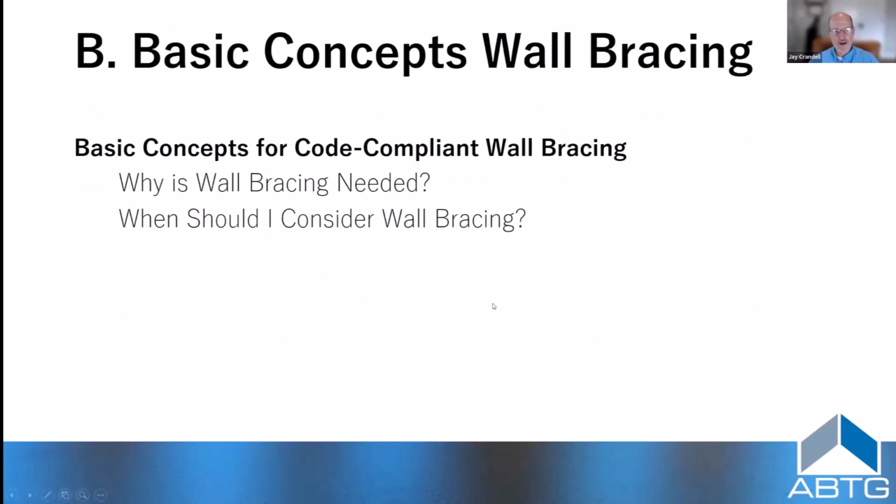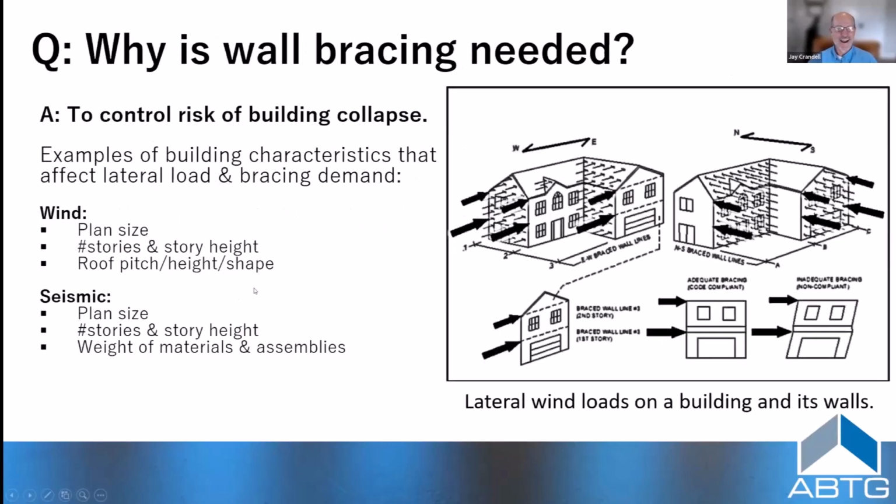So that's the preliminaries, basic concepts for code compliant bracing. We'll just answer two questions: why is bracing needed, and when should I consider doing that? The main reason it's needed is to control the risk of building collapse. And obviously that's a life safety concern.